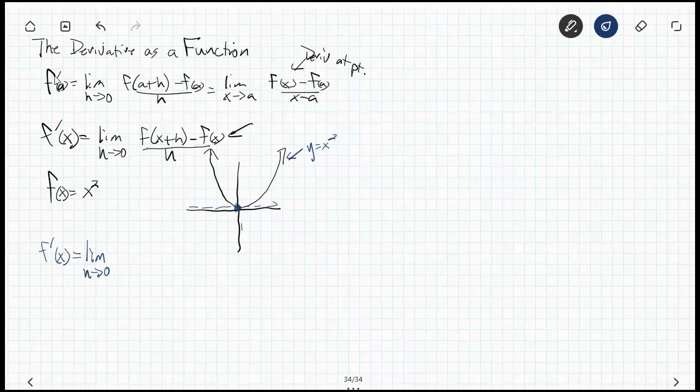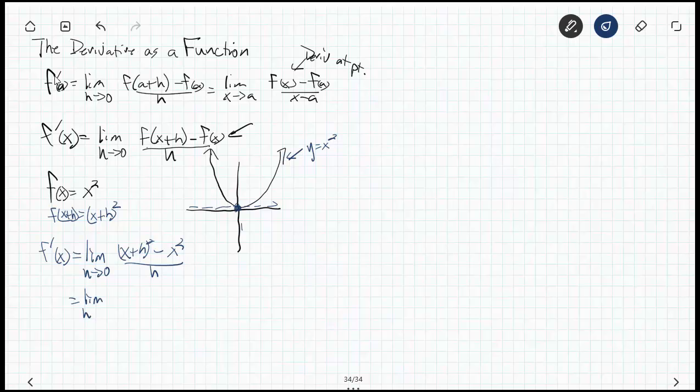So f of x plus h. If this is f of x, this can throw students off a lot. F of x plus h is just x plus h squared, right? So this becomes x plus h squared, which is f of x plus h, minus f of x, which is x squared, all over h. Now, if I plug h equals 0 in, I get x squared minus x squared, which is 0, over 0. That doesn't work. So that tells me to do some algebra.